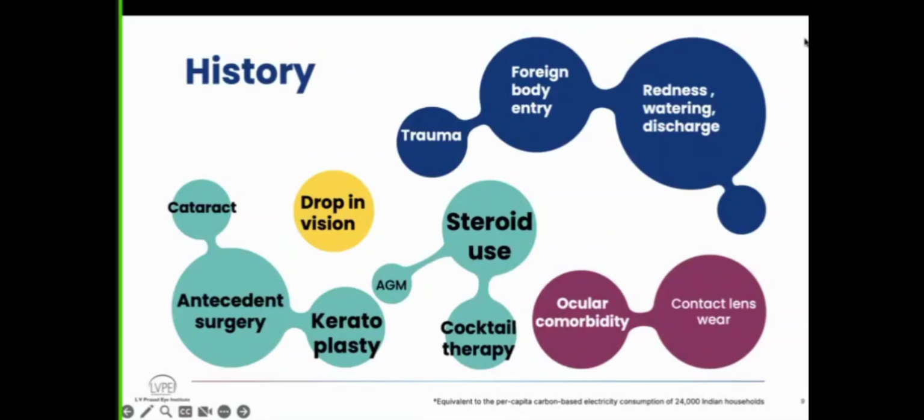So, is it important to know whether there was any antecedent trauma or not? Yeah, it must be evaluated. Is there any trauma in the history or foreign body entry? Okay, so characteristically, which infections are associated with trauma?